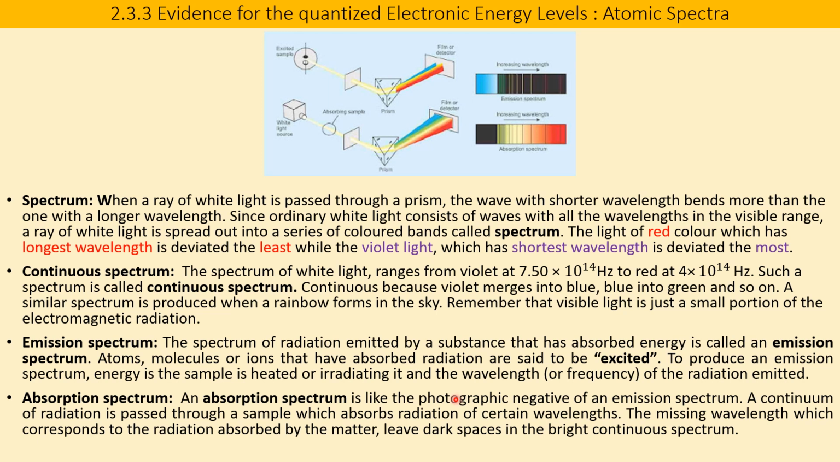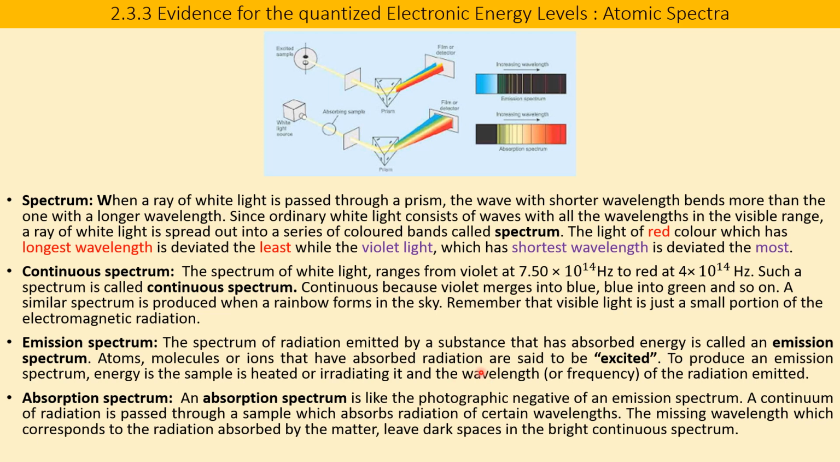Absorption spectrum. An absorption spectrum is like a photographic negative of an emission spectrum. A continuum of radiation is passed through a sample which absorbs radiation of certain wavelengths. The missing wavelengths, which correspond to the radiation absorbed by the matter, leave dark spaces in the bright continuous spectrum. Please see the figure here on the screen.